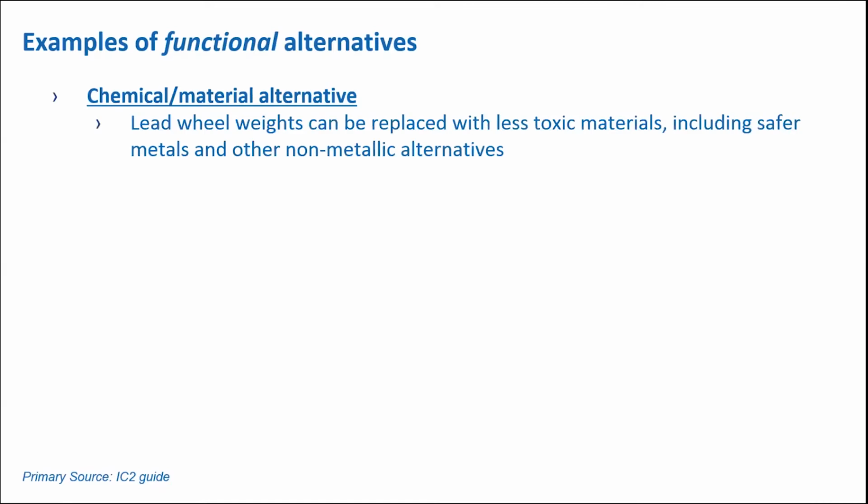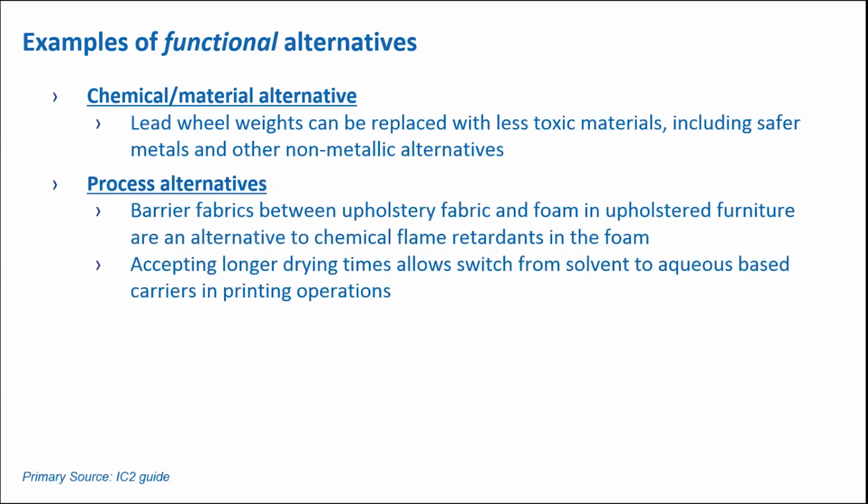An example of a chemical or material alternative would be replacing lead in wheel weights with either a different metal or blend of metals, or with a non-metallic option. Process change alternatives can be associated with the action required to achieve your desired function, such as by sandwiching non-flammable barrier materials between the textile and foam components of furniture to retard flame without the use of flame retardant chemicals.